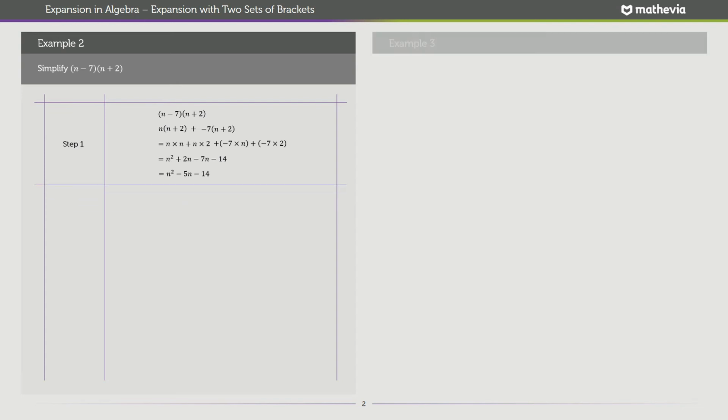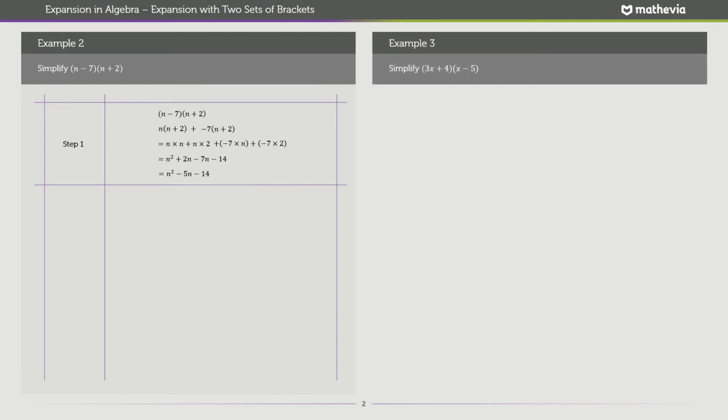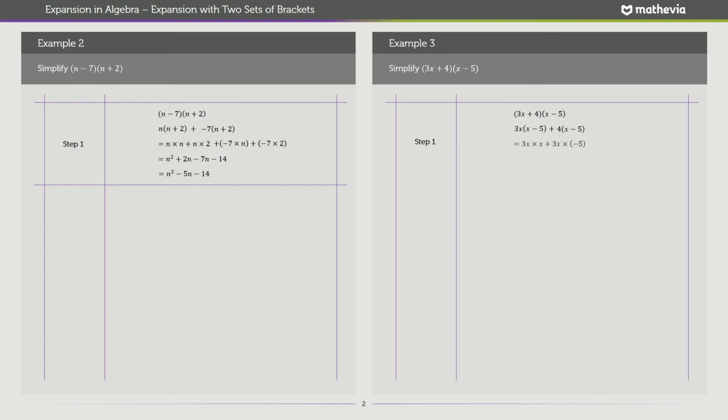Final example, example 3: this time we're looking to simplify (3x plus 4)(x minus 5). Following the same principle, we have 3x times x minus 5, plus 4 times x minus 5. Then you just go ahead and work all that out, and you should end up with 3x squared minus 11x minus 20.